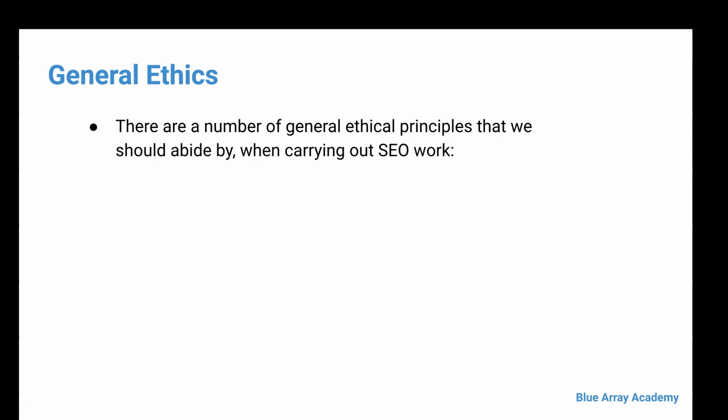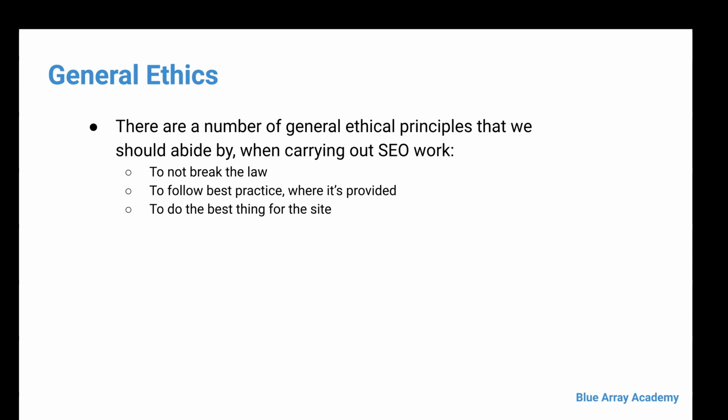And there are a number of other general ethical principles that we really should abide by, especially when we're carrying out SEO work. First of which is to not break the law. Next up, we always want to follow best practice where it's provided. There are numerous sources for this. Google is great for providing best practice, and we always try and abide by those guidelines where possible.